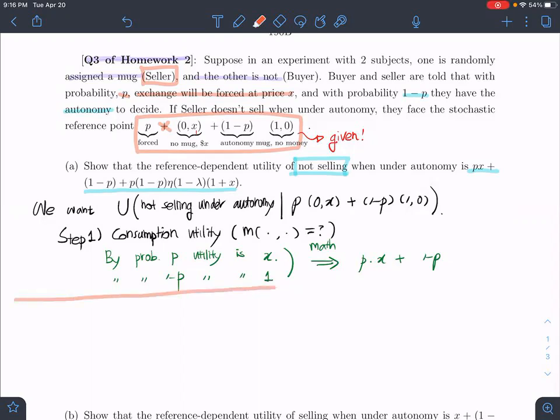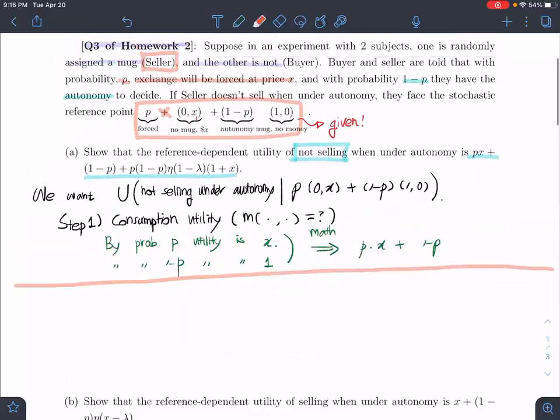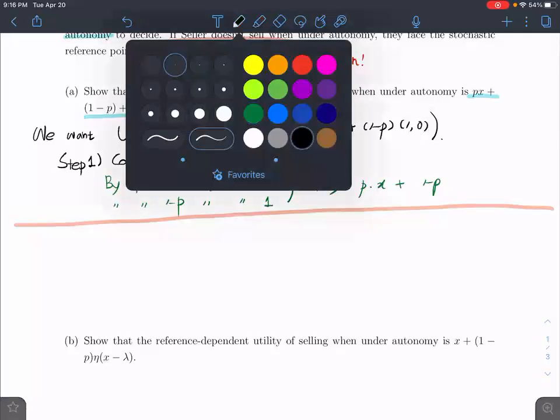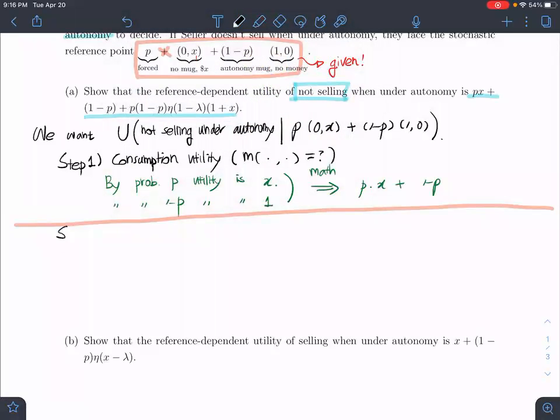Let me make a horizontal line here to separate step 1 and step 2. I should have made more space. Let's see if I can cram all the answers here. So step 2, the gain loss part.